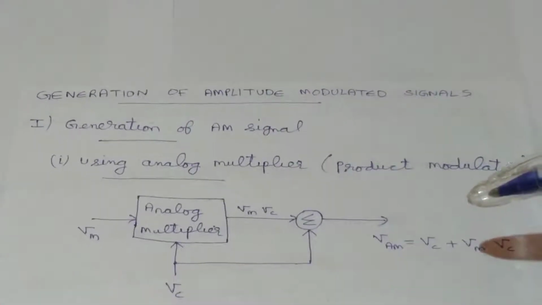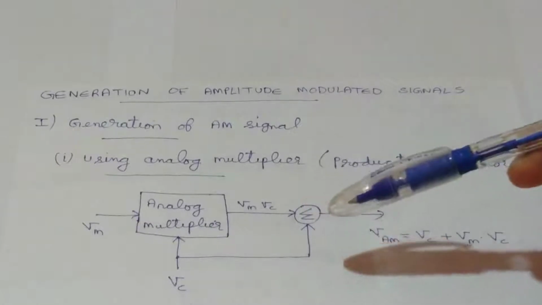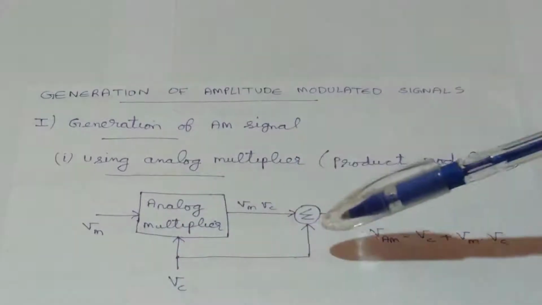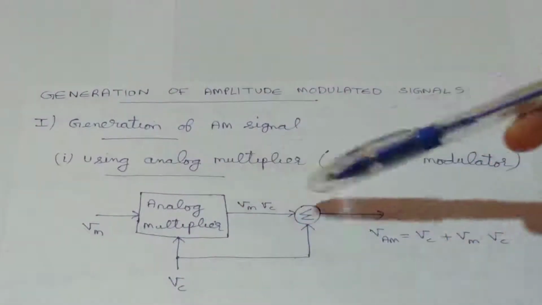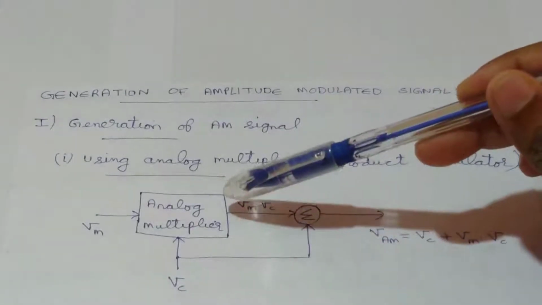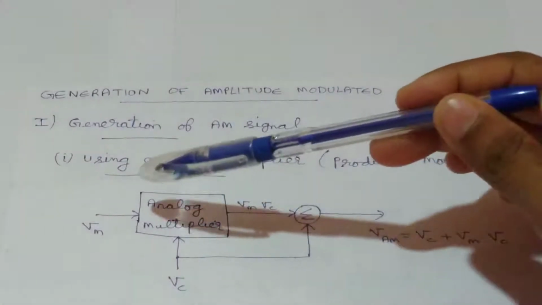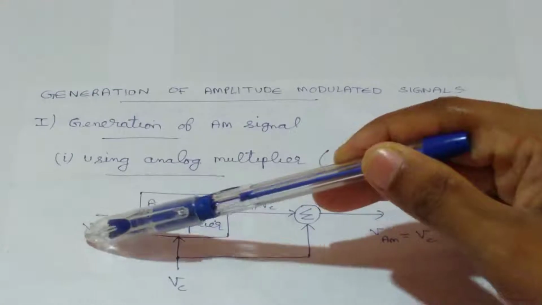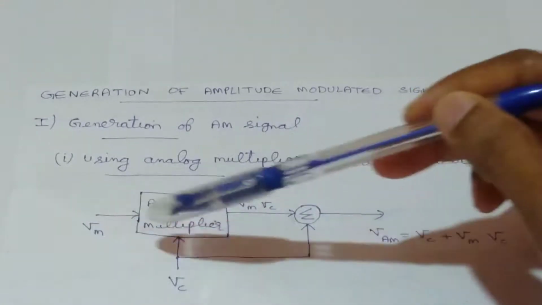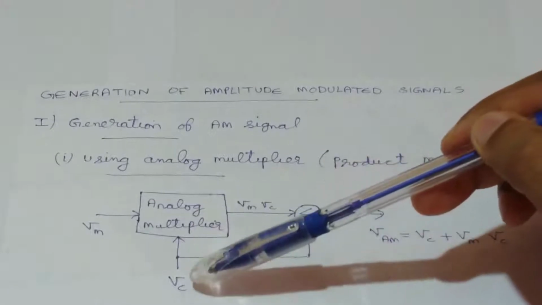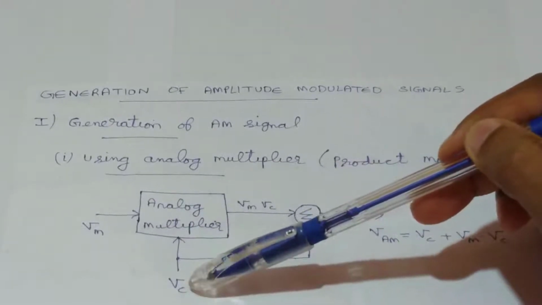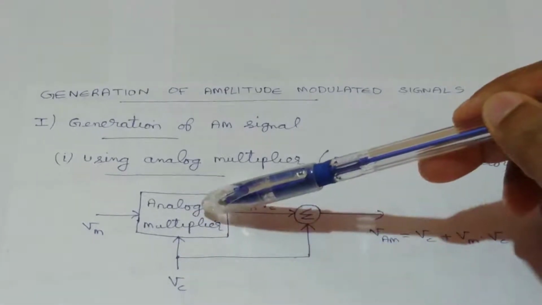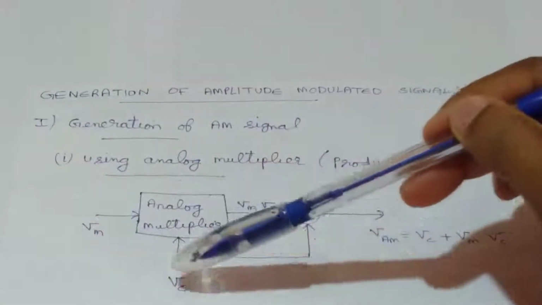And this is the block diagram for the product modulator, or the block diagram for AM generation by using an analog multiplier. In this block diagram, we have an analog multiplier and a summing section. One input to this analog multiplier is Vm. This Vm is our message signal, and we know Vm is equal to Vm sin omega mt. The second input to this analog multiplier is Vc, our carrier signal, and we know Vc is equal to Vc sin omega ct. So at the output of the analog multiplier we will get Vm into Vc.